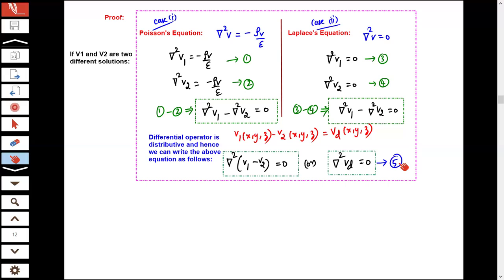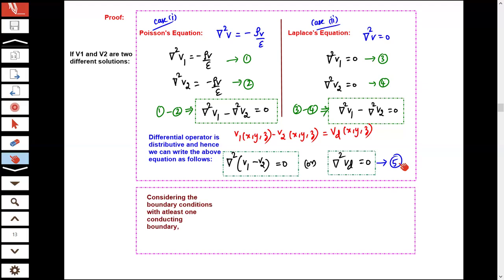Next, we should consider the boundary conditions. For any electrostatic field problem, at least one conductor surface will be there. So we will consider the conductor boundary as the boundary for any electrostatic field problem. The characteristic of a conductor surface is that it is an equipotential surface, which means everywhere on the conductor surface, if we measure the potential, it is going to be the same. The conductor surface is an equipotential surface.